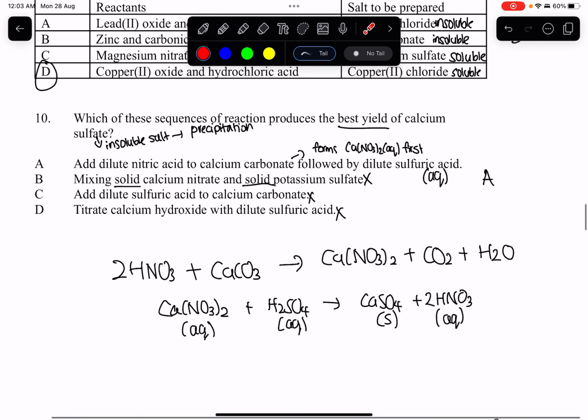Question 10. Which of these sequences of reaction produces the best yield of calcium sulfate? In this case, the best yield doesn't really matter, because only one of the reactions will produce calcium sulfate.